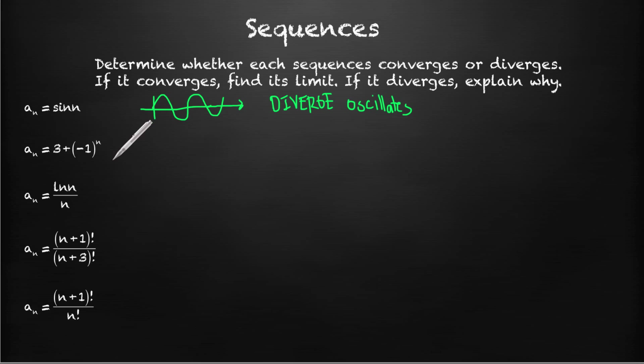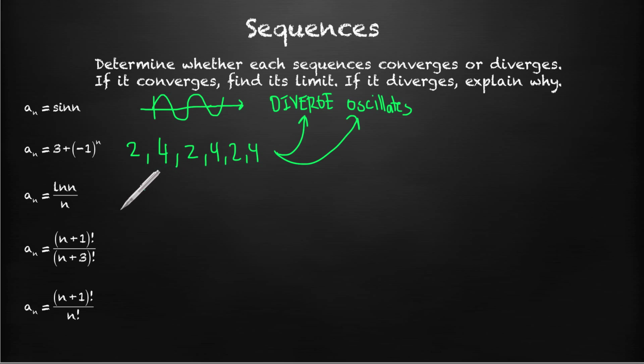All right, the second sequence. Let's just write out a few terms here. So when n is 1, you will have 3 plus -1, which is 2. When n is 2, you will square -1 and get +1, and then you'll get 4. And when n is 3, it'll be -1 to the third power, which is -1, and you're going to get 2, and then 4, and then 2, and then 4. So this is going to diverge for the same reason.